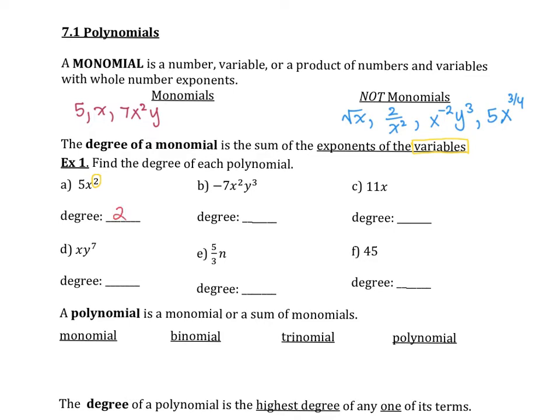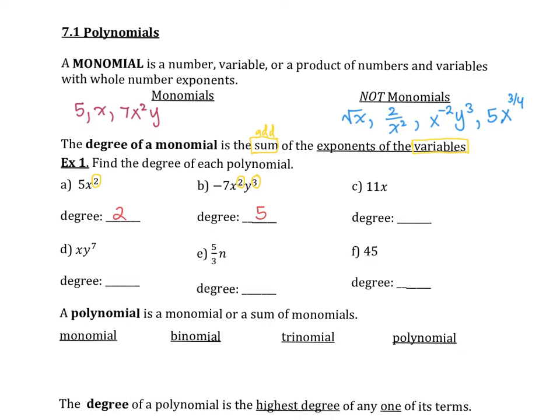Okay, so for B, it's negative 7x to the second y to the third. I want to look at the exponents on the variables. The x has a 2 and the y has a 3. Because there's more than one variable, I want to find the sum of the exponents, which means add them. So 2 plus 3 means the degree of this monomial is 5, because that's the number of variables being multiplied in this monomial.